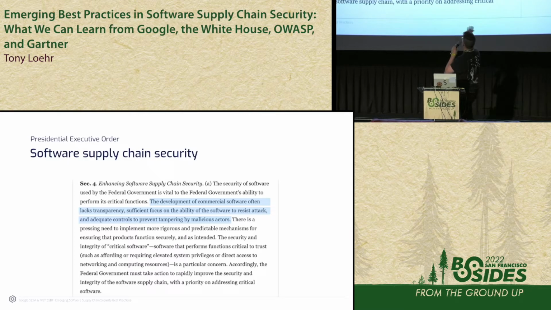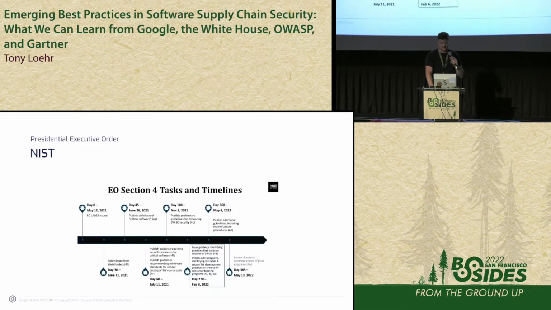The development of commercial software often lacks transparency, sufficient focus on the ability of software to resist attack, and adequate controls to prevent tampering by malicious actors. Ultimately, applications just don't have the visibility into what they actually have within them. And of course, insecurity thrives in a world where there is no visibility.